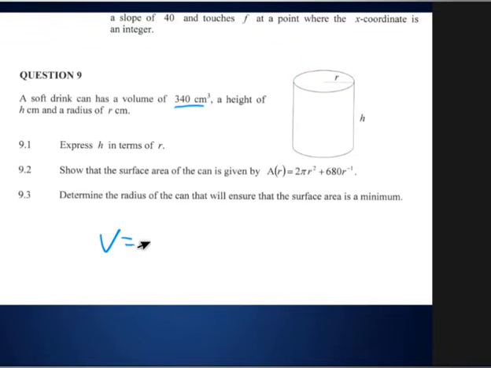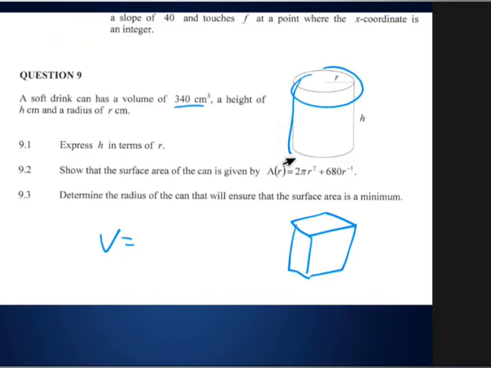Okay, for now, let's just continue with this. So you have to know the volume of a cylinder. So the volume of any prism, what is a prism? A prism is a shape with rectangles all over. For instance, this is a prism, right? A cylinder is also a prism because the whole thing at the side is actually a rectangle if you unfold it, right? So that's how it is.